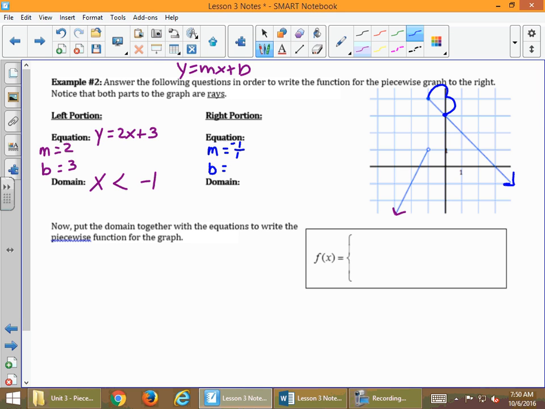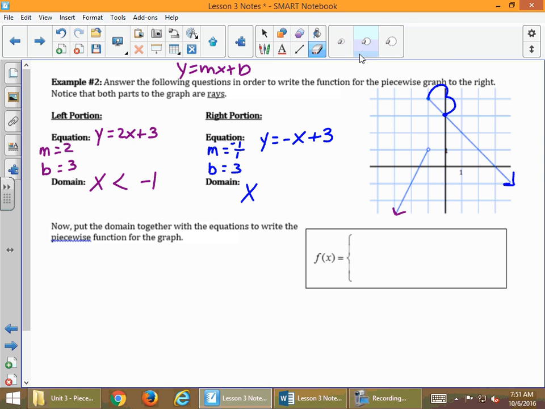What's our y-intercept? Nice and easy. So what would the equation of this line be? y equals negative x plus 3. If you did negative 1 x plus 3. Here we have to figure out our domain. Well, we know we only have one defined endpoint. What is the defined endpoint of that line?